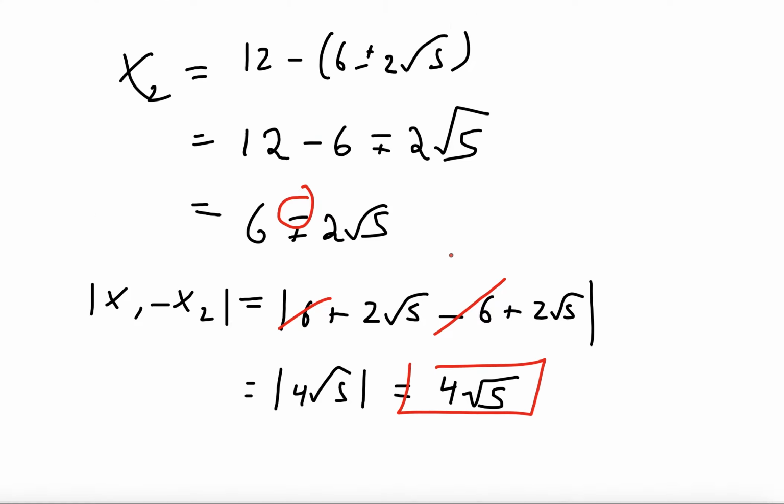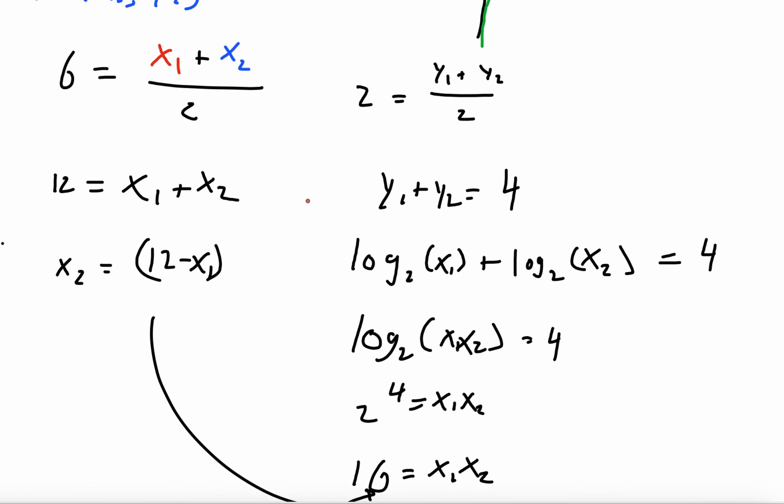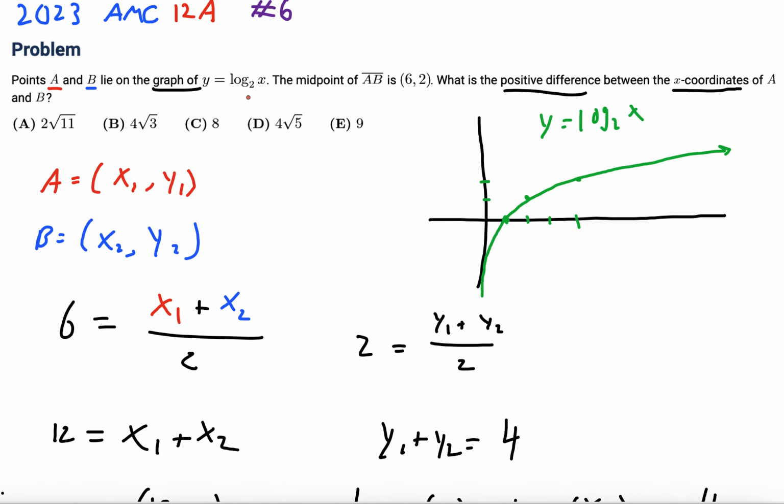Now let's check if we have that answer in the multiple choice, because again, the AMC is a multiple choice exam. And you can see we do have 4 root 5. That is the answer. And that's how you solve this problem. Now, let me know if you had a different way of solving this problem.